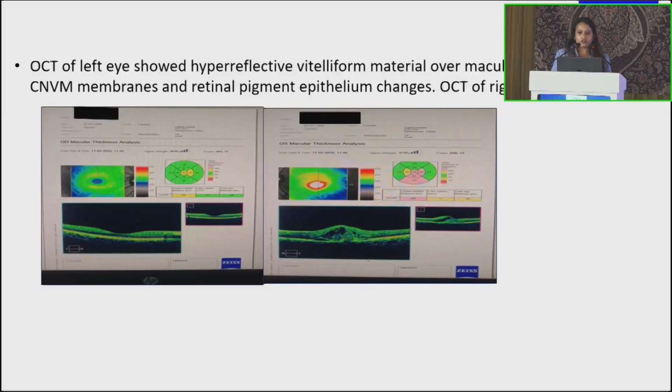OCT of left eye showed hyperreflective vitelliform material over macula, subretinal fluid, CNVM membranes, and retinal pigment epithelium changes. OCT of right eye was normal.